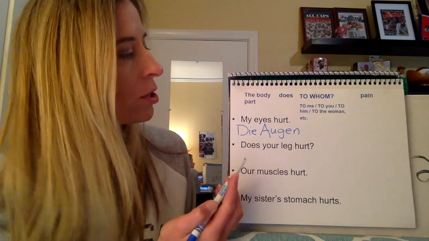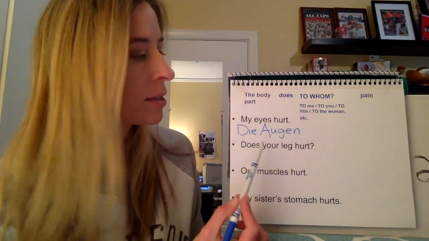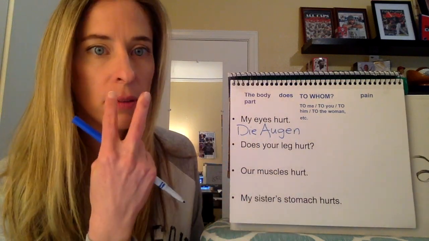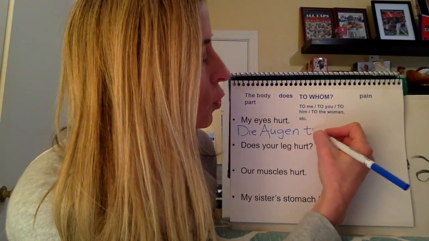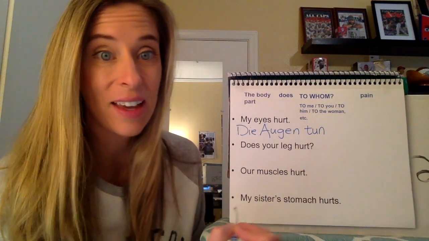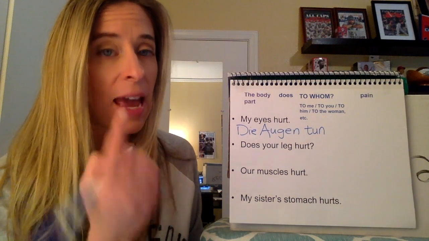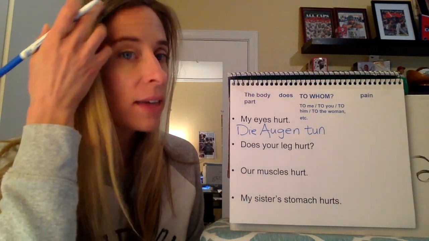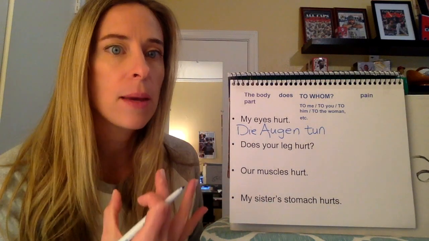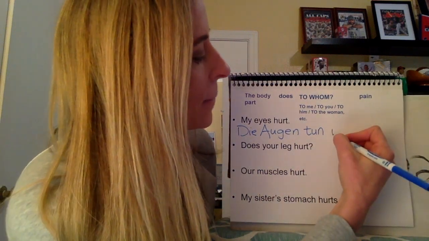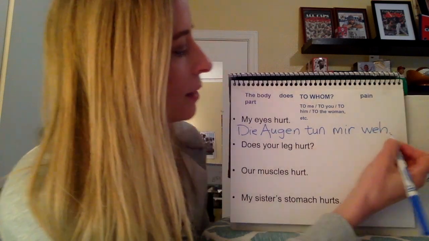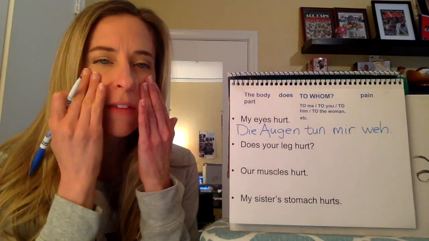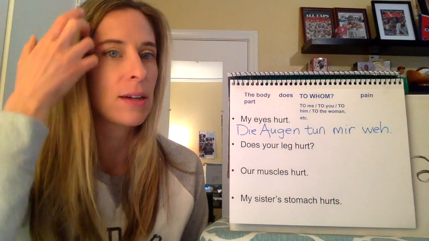And then step 2 is does. And so how many things is die Augen? It's 2. And so we got to conjugate tun for they, for the eyes. And then to whom? So the eyes are doing pain to me. So we're going to say mir. And then we end with weh. And so die Augen tun mir weh. That means my eyes hurt.